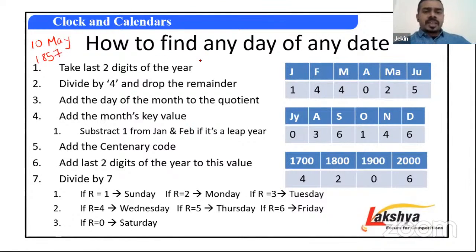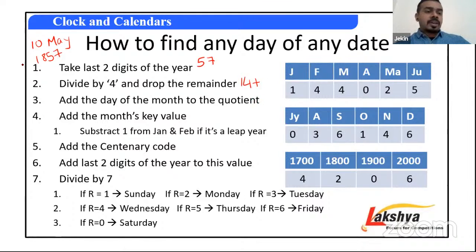Take last two digits of the year. My last two digits क्या है? 57. Okay, उसको divide by 4 करो तो कितना आएगा? 14. Okay, drop the remainder. भूल गए. Add the day of the month. ये कौन सा है? May का कौन सा है? Jan, Feb, March, April, May. May का 2 है तो 14 पे आप 2 add करेंगे यहाँ पे.